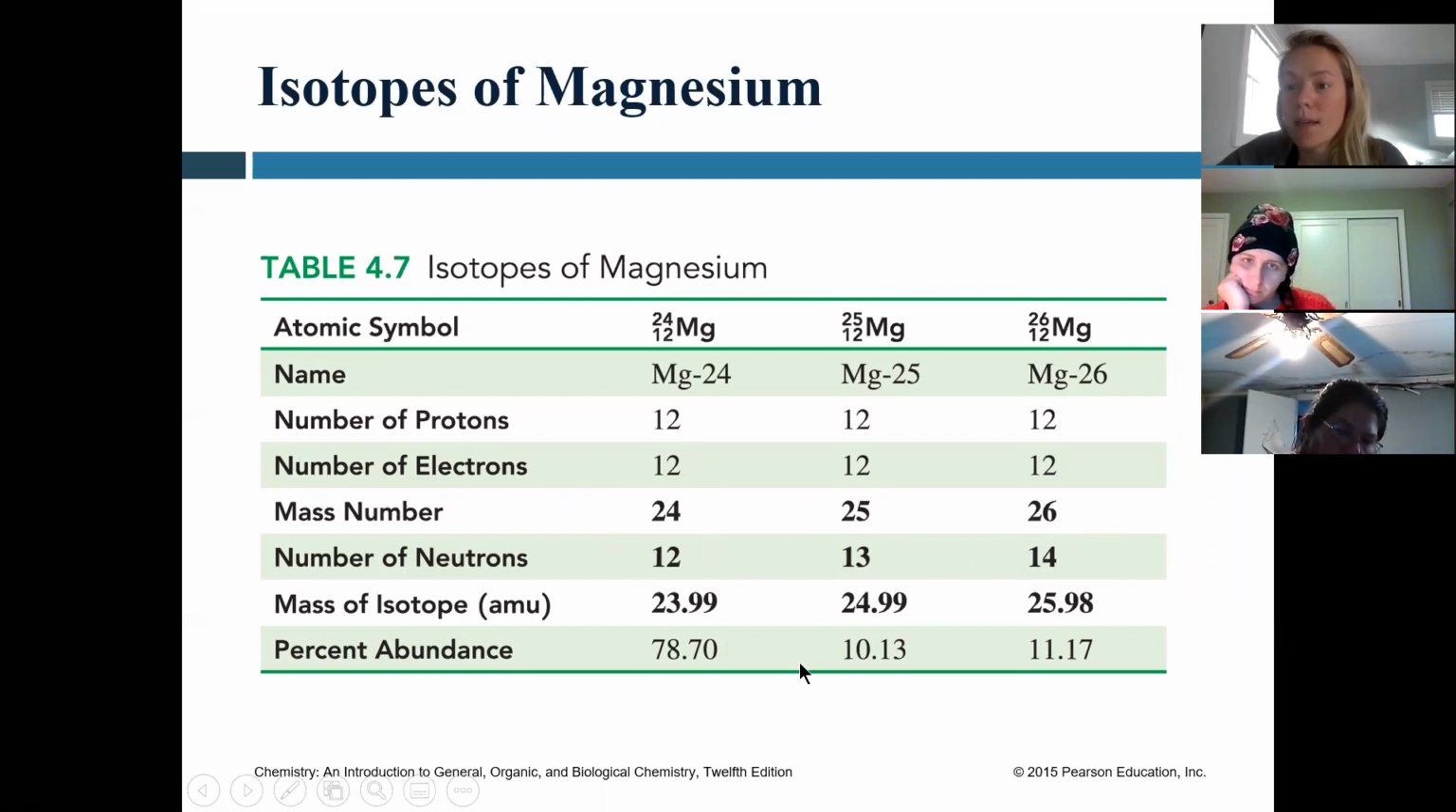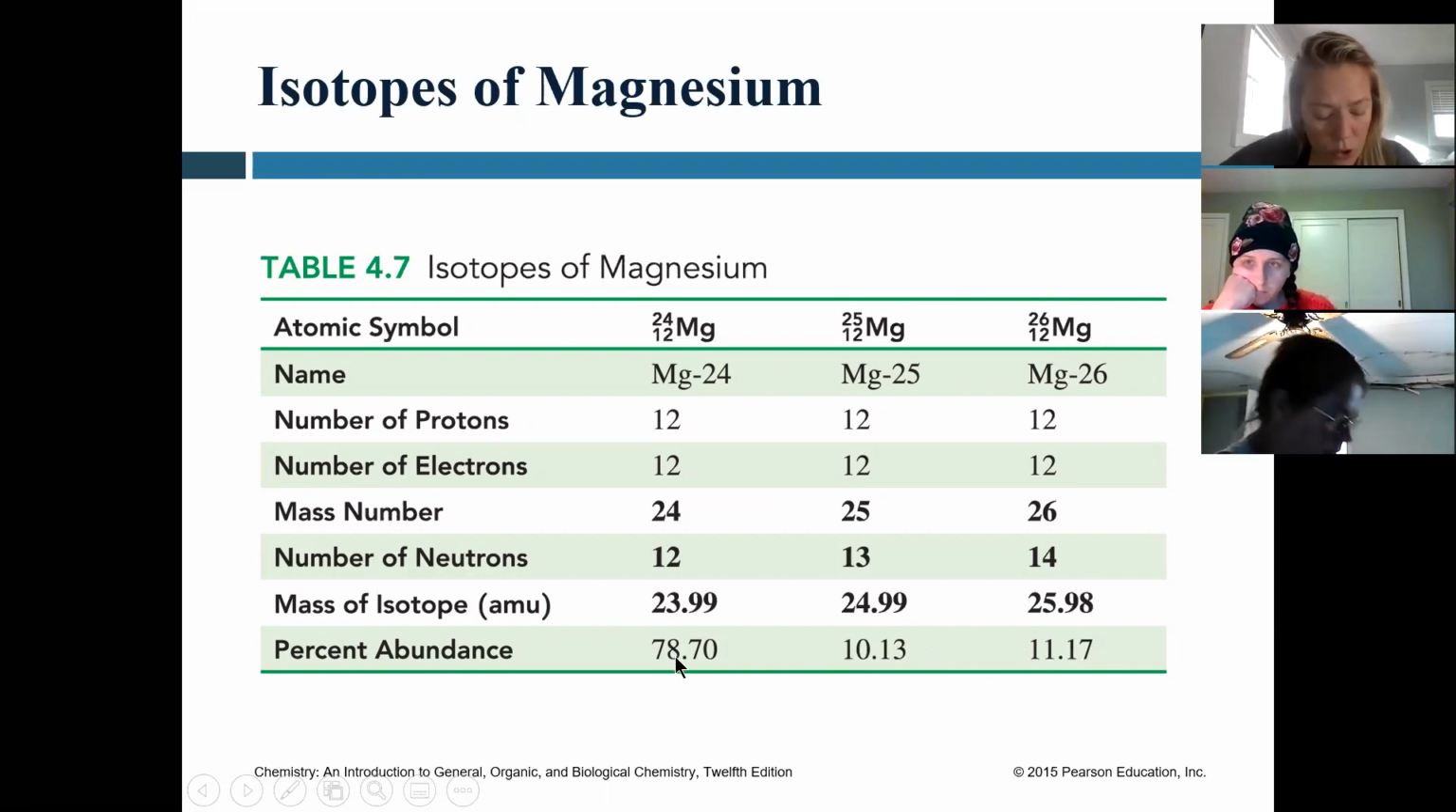Now, each of these exists in a certain abundance in nature. So most of the magnesium out there is magnesium 24. That's about 78.7%. They've found this experimentally, if you're wondering where that number comes from. Magnesium 25 is about 10%, and magnesium 26 is roughly 11%. So most of it is magnesium 24.